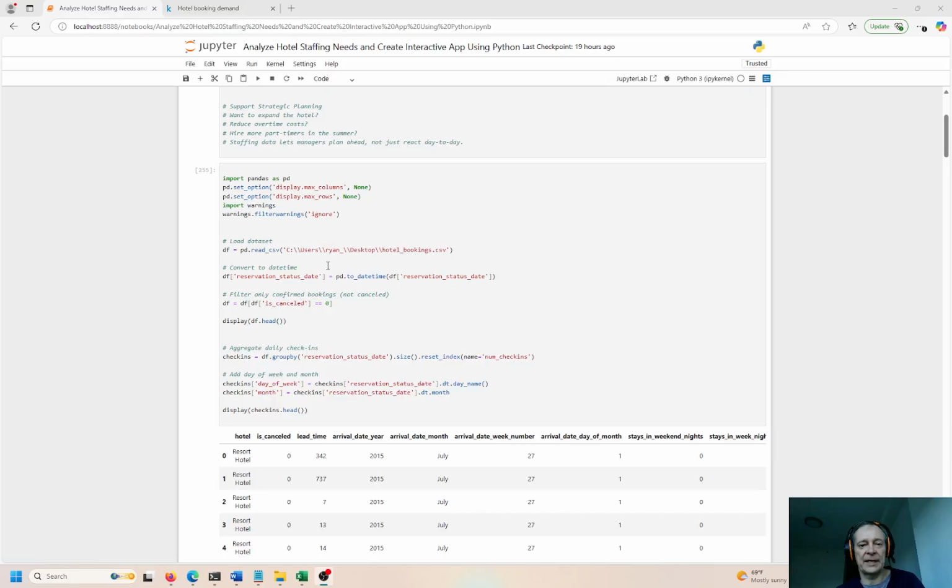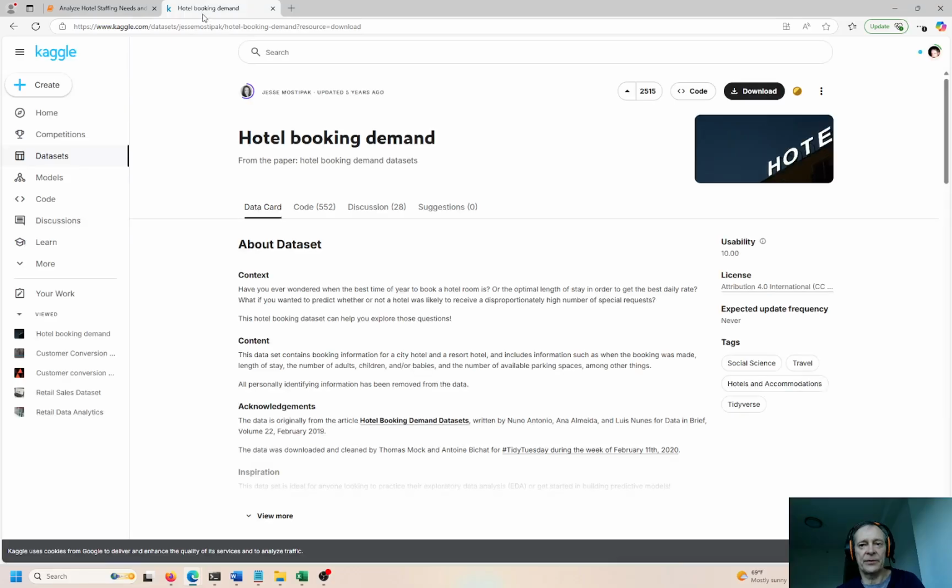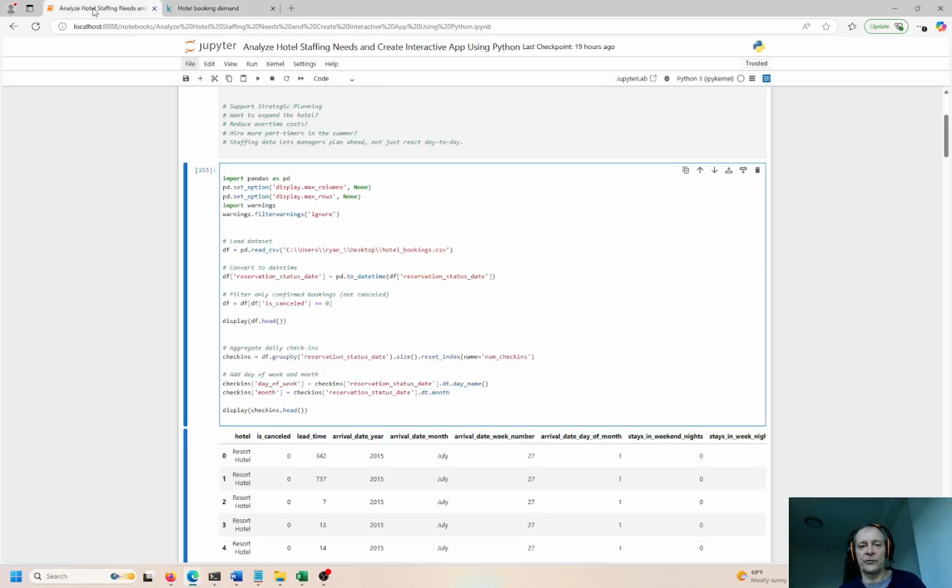Let me import the data. I have hotel bookings. This came from this website. I'll give you the link at the end. I just downloaded this data sample over here. I use a lot of data from Kaggle. It's pretty useful, pretty interesting. I think they have some good stuff over there, so I tend to use a lot of that.